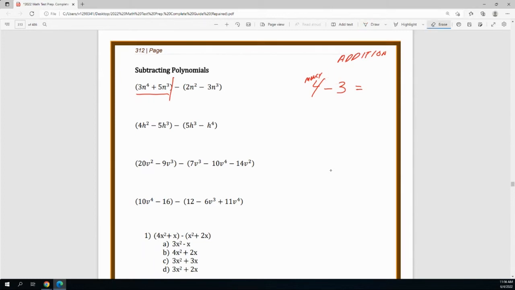So let me show you the trick. The trick states this. You can change any subtraction problem to addition as long as you flip the sign of everything behind it. So what I'm going to do is I'm going to change this from subtraction to addition. But that positive 3 now has to become a negative 3. But I'm going to get the same answer. Look, 4 plus a negative 3, 1.